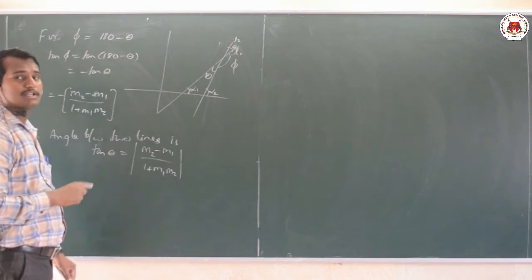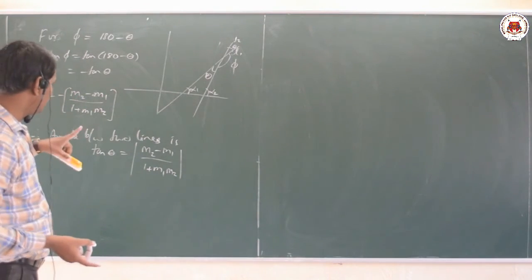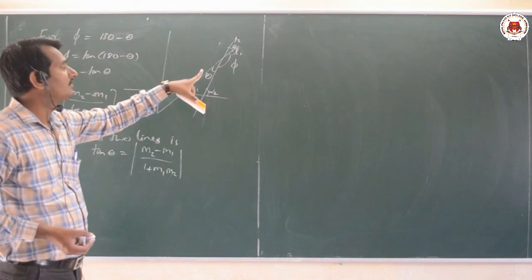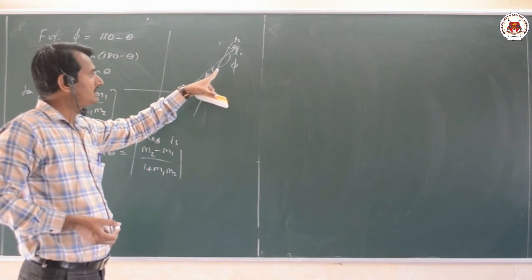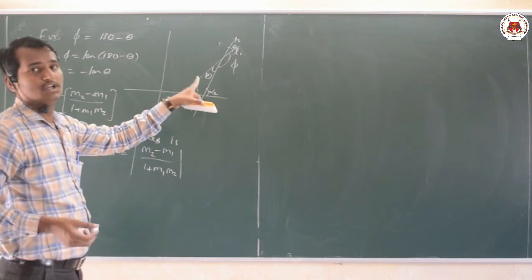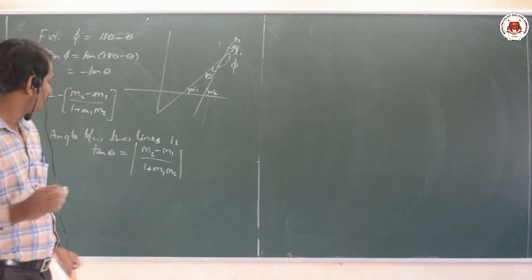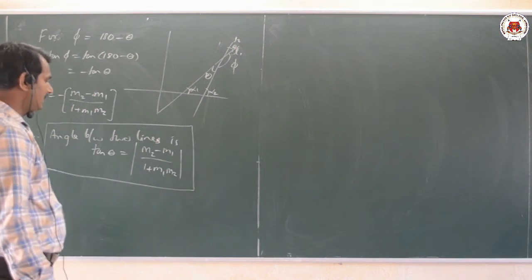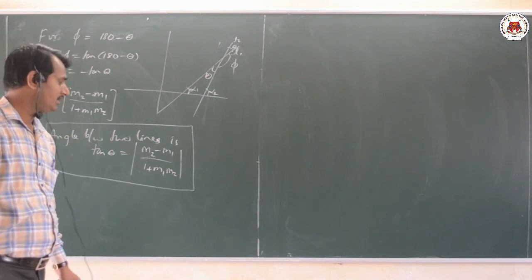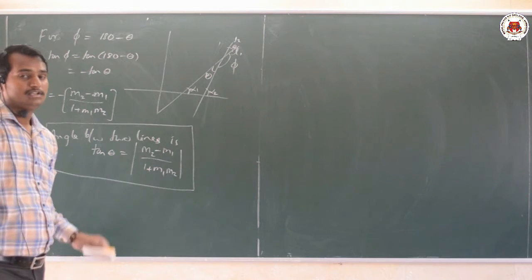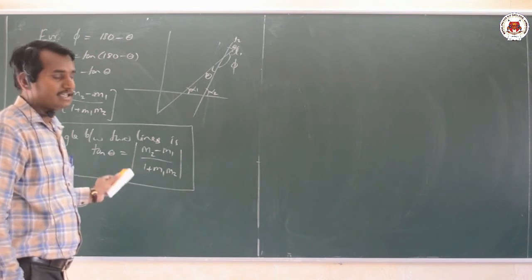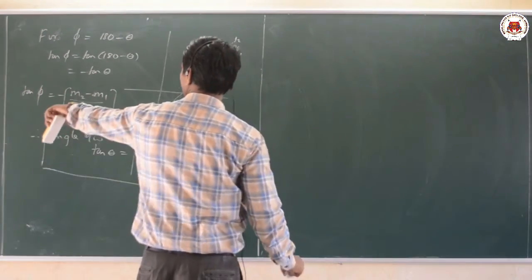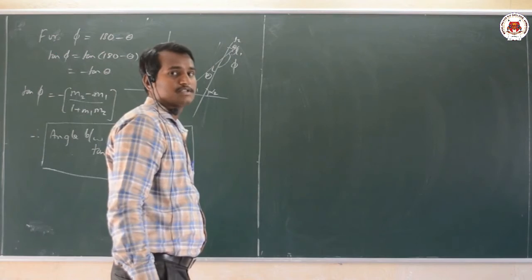If I remove this mod, I will get both plus and minus. So if theta is positive, phi will be negative, and if phi is positive, theta will be negative. That means if one is acute, the other will be obtuse, and vice versa. Therefore the angle between two lines is given by tan theta equal to m2 minus m1 divided by 1 plus m1 into m2 when theta is acute. Theta is an acute angle, phi is an obtuse angle. If it is obtuse, we have a minus here, that's all. Now this is one part.